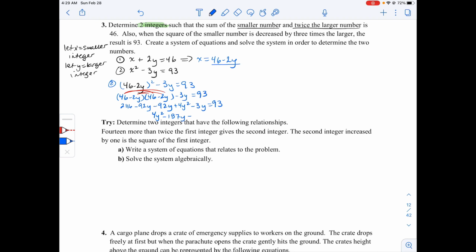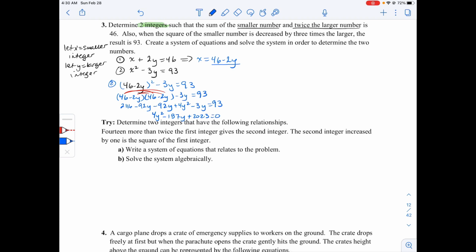Sorry, plus 2023 is equal to 0. Okay, when we move that 93 over, it gets subtracted from the 2116. So now I notice right away I've got a giant set of numbers to factor, and there's nothing we can factor out of there. That 4 will not be a factor of 187. There's no greatest common factor.